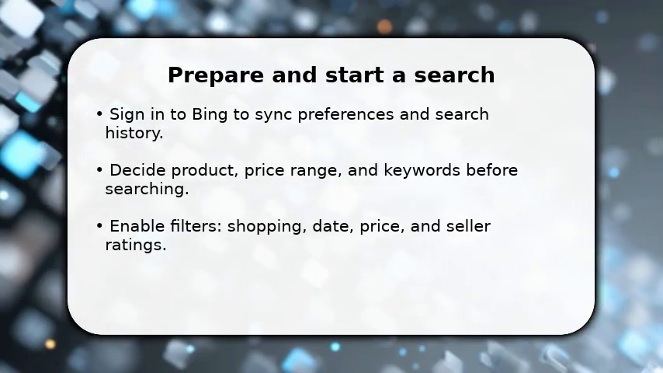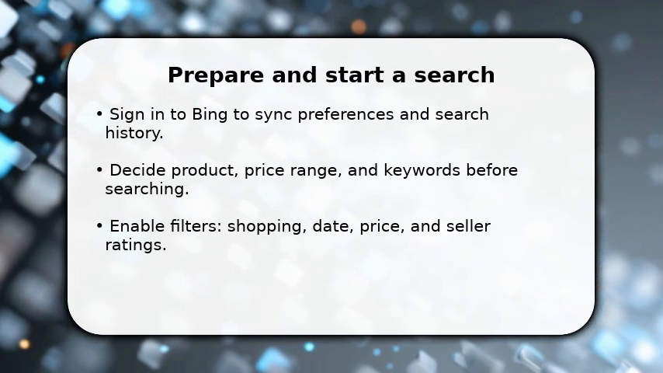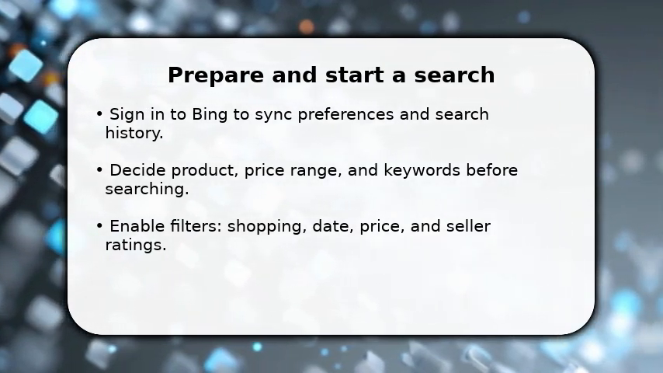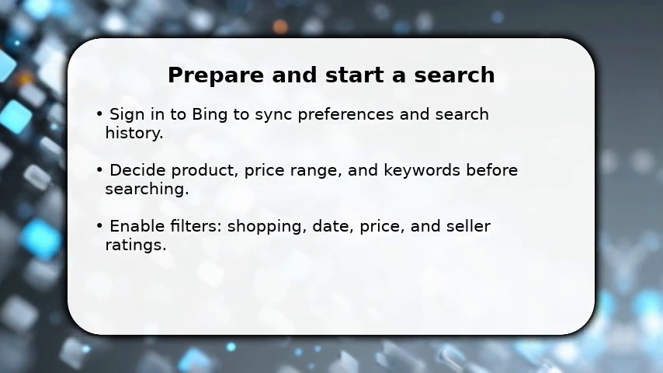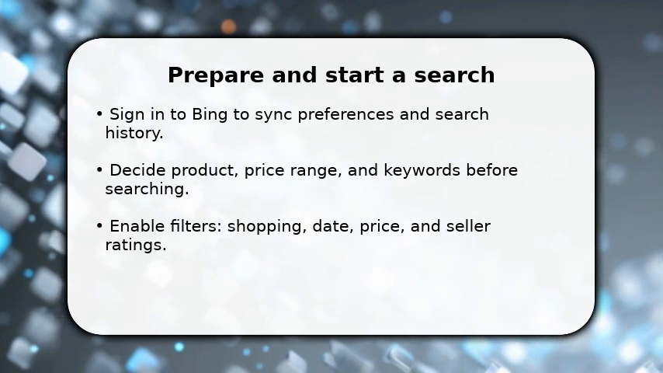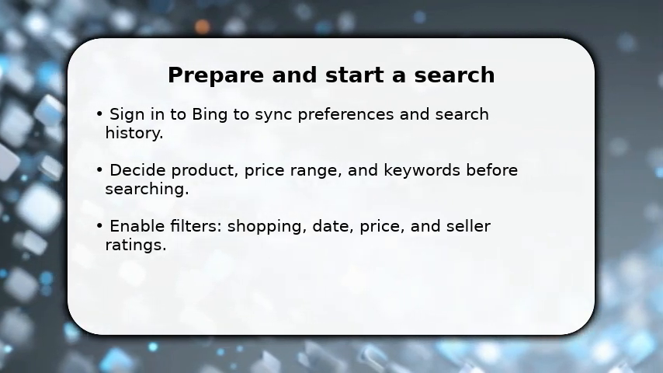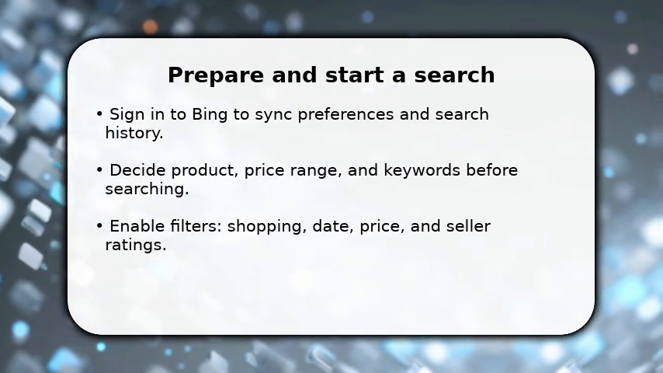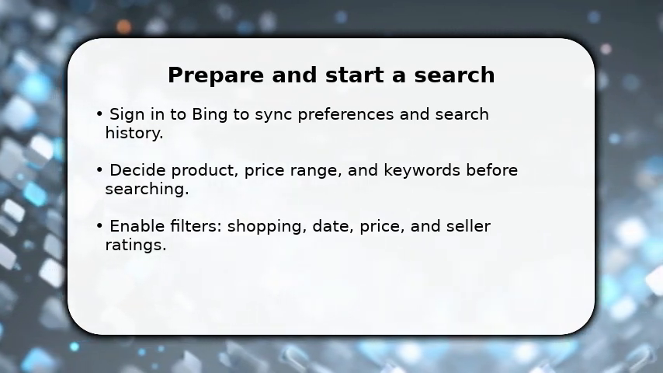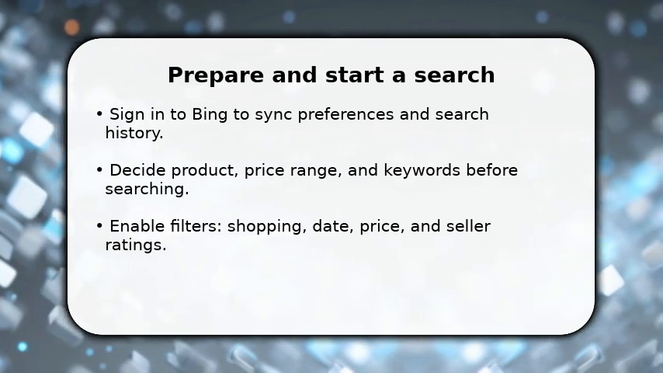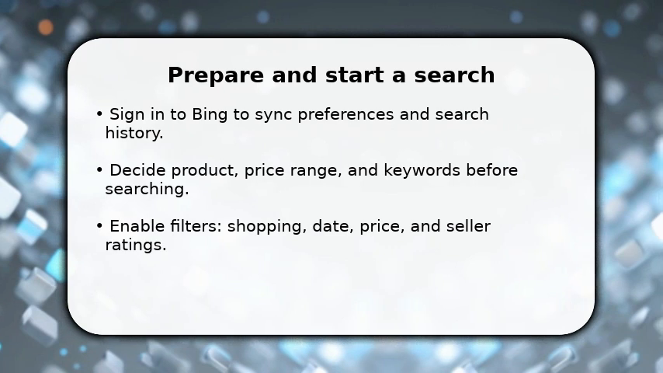You start by signing into Bing so results reflect your location and history. This improves relevance. Next, pick the product and a clear price range because focused keywords cut noise and save time. Once done, use the Shopping tab and apply filters for price, seller rating, and recent listings to surface deals. You'll also add modifiers like discount, clearance, or open box to find lower prices. These small changes narrow results to bargains fast.